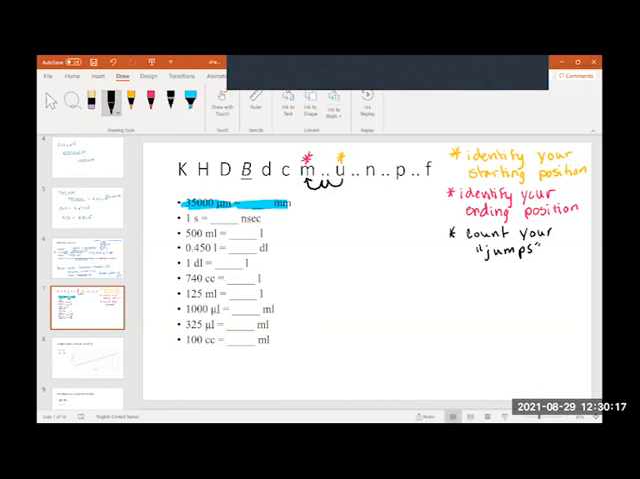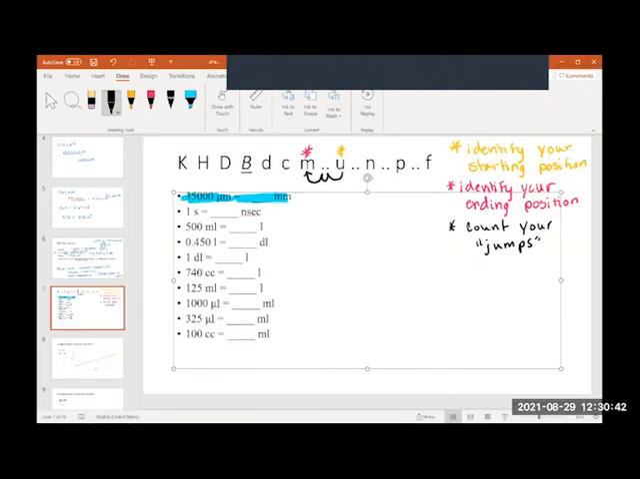Remember, between micro, our starting position, and milli, there are two little dots that I put there for placeholders. Each dot must be counted. It represents a jump of 10. So in our case, we needed to jump 3 times. 3 jumps.